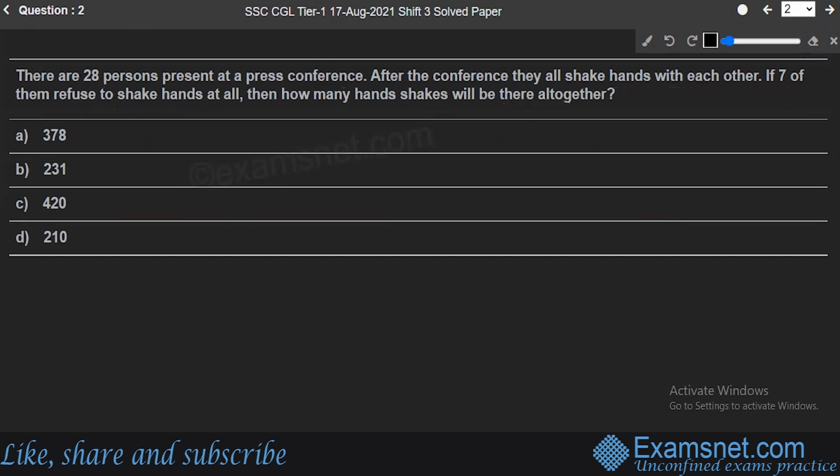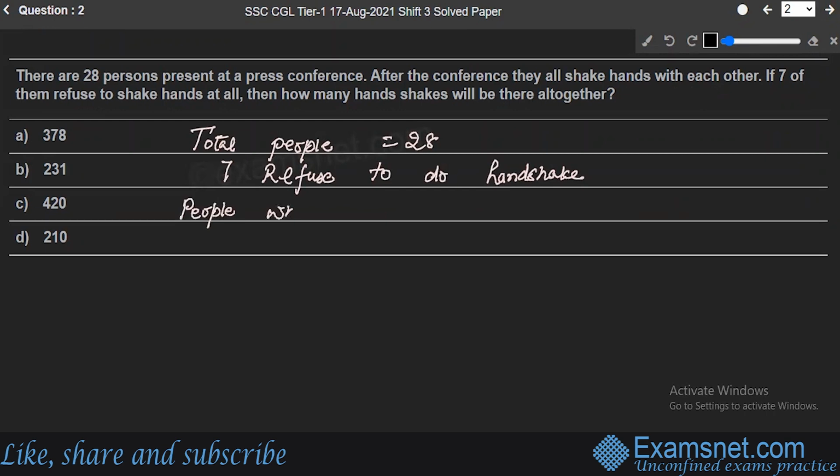Okay, let's write down. So according to the given information, first of all, how many people are present there? Total people present at the press conference is 28, right? 7 refuse to do handshake, right? So therefore, how many people actually shook their hands? People who shook their hands, that's equal to 28 minus 7, which is equal to 21. So 21 people actually shook their hands, right?